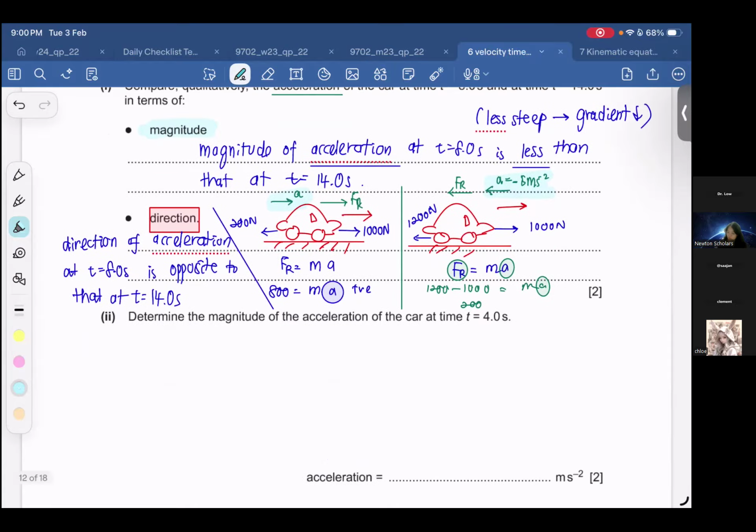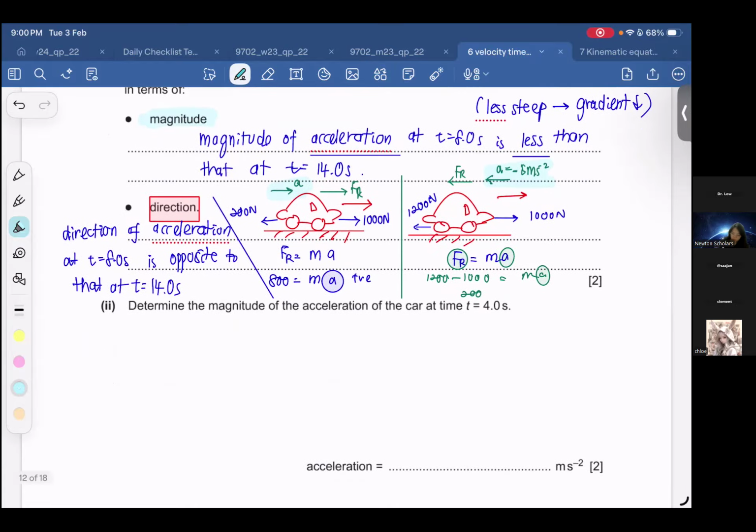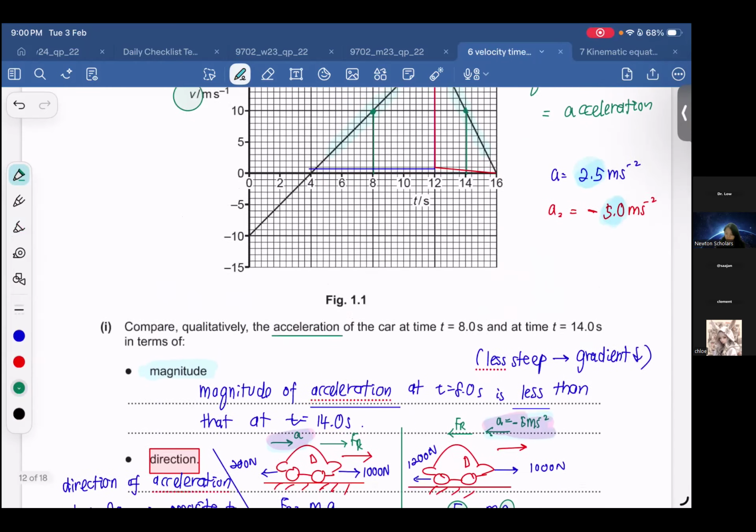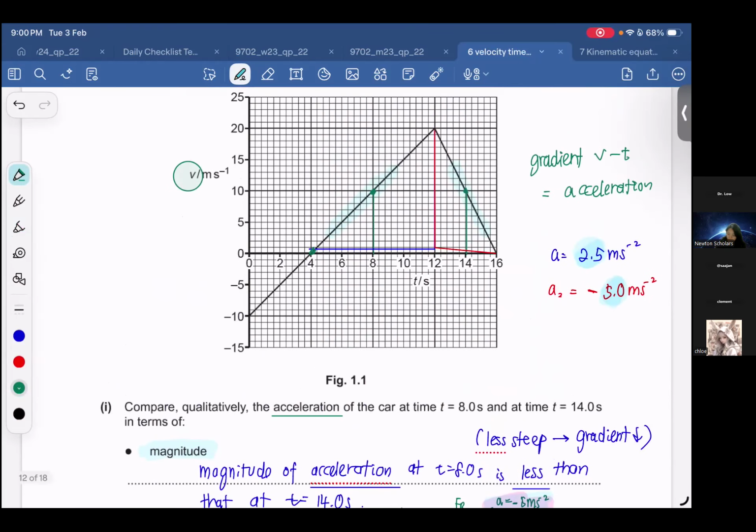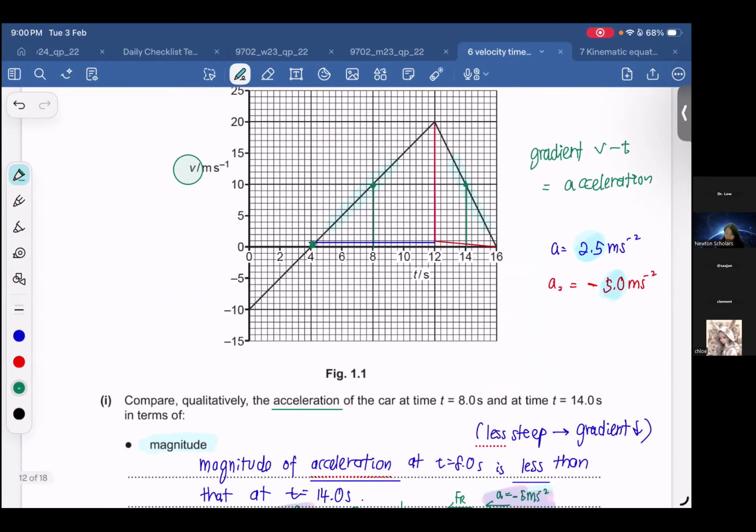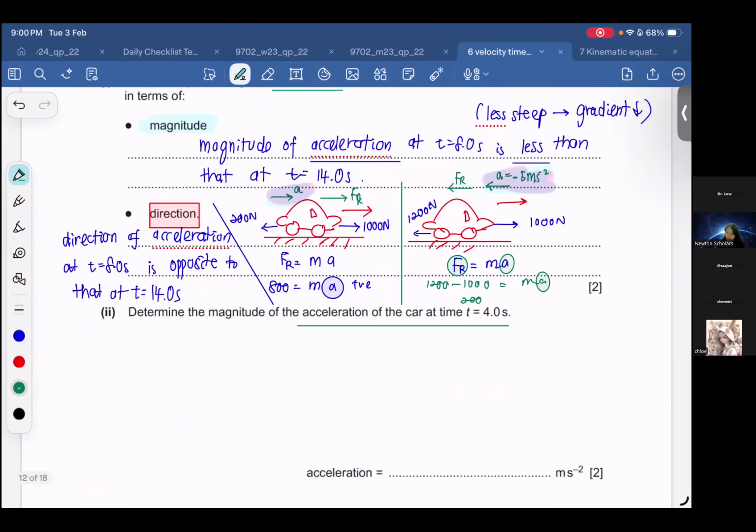Okay, so boys and girls, this one is the opposite direction. Acceleration will follow the resultant force direction. Here, determine the magnitude of acceleration at time t equals 4. Time t equals 4. This one. Okay, what is your acceleration? Can you count for it?